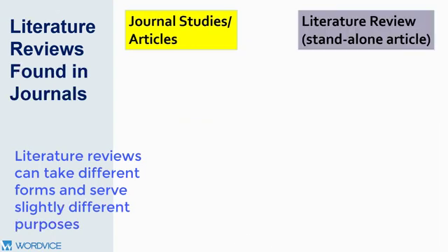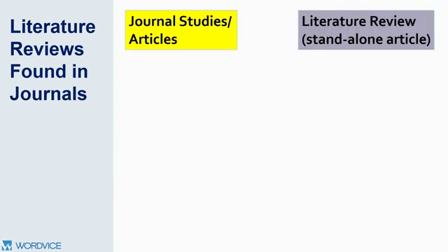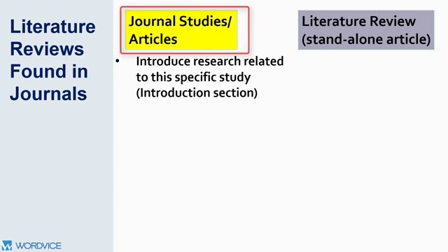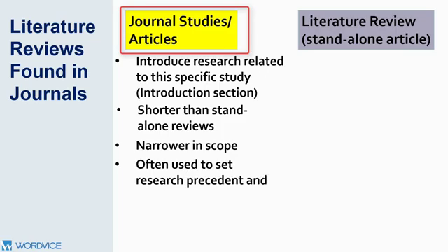take different forms. The two types of literature reviews found in journals are research articles, such as studies and surveys, and standalone literature analyses. They differ in their scope, length, and specific purpose. The literature review found at the beginning of a journal article is used to introduce the research related to the specific study and is found in the introduction section, usually near the end. It is shorter than standalone reviews because it must limit its scope to very specific studies and theories that are directly relevant to this study. It is also often used to set research precedent and support theory or methods.